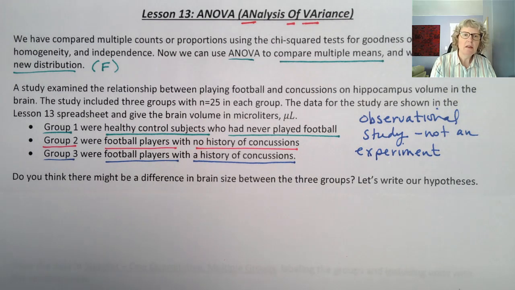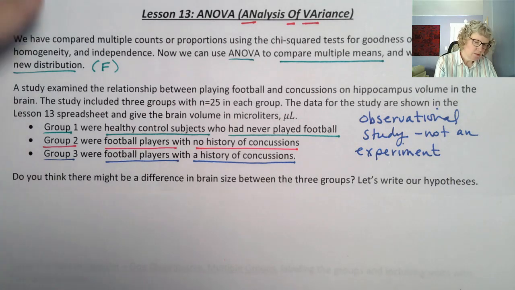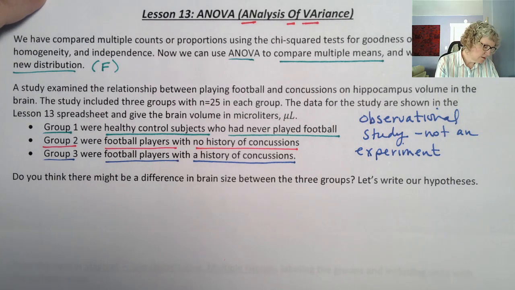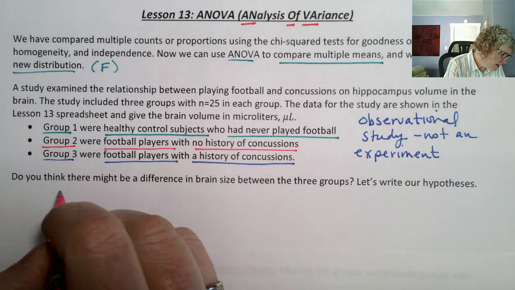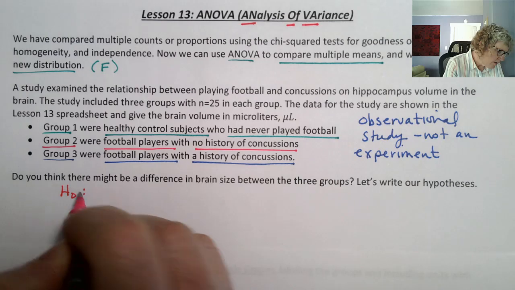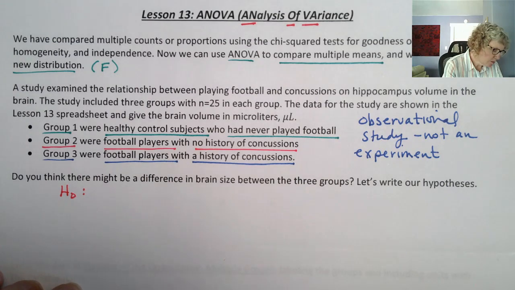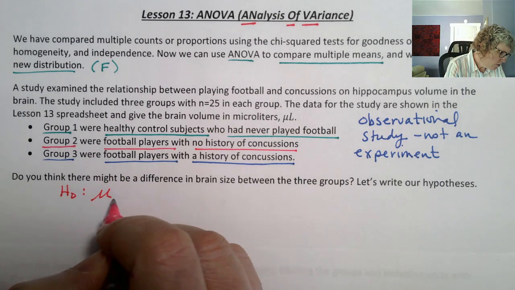Do you think there might be a difference in brain size between the 3 groups? Let's write out our hypotheses. You can see what you think, and we'll see what the data show. So let's write out our null. This time we are going to use all 3 groups. So we'll write it out, mu1.